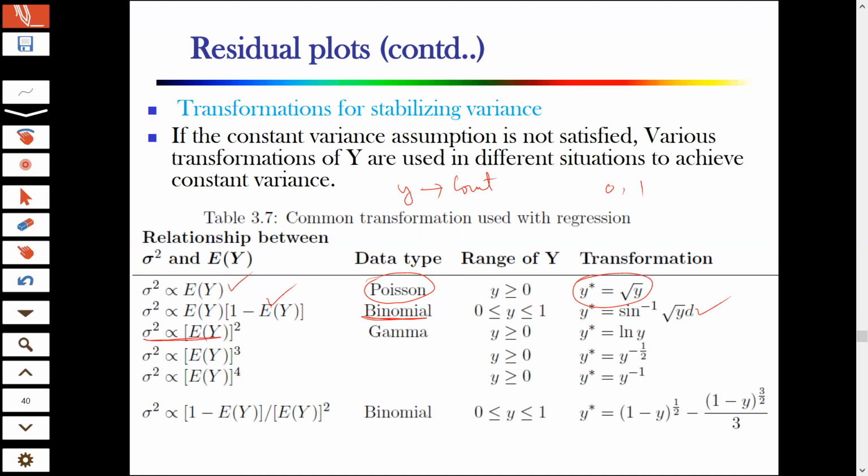If the relationship is like this, in that case the response variable might be positive continuous. In this case, we need to use that type of transformation, that means log of y. If the relationship is something like this, we need to use either this transformation or this transformation. On the other hand, if the relationship is again this, then again the response variable can be either 0 or 1. In this case, we need to use that type of transformation.